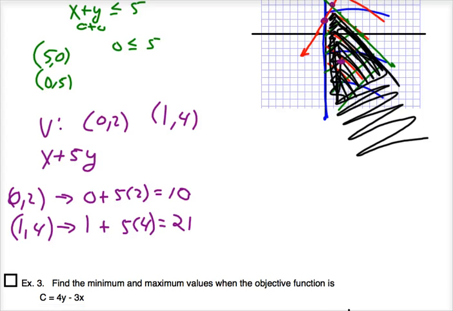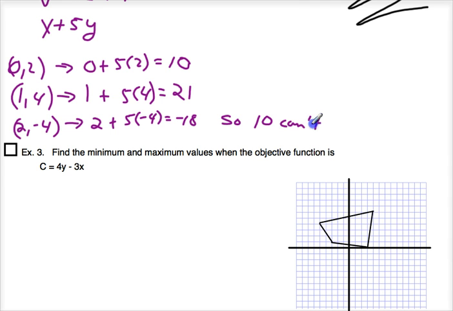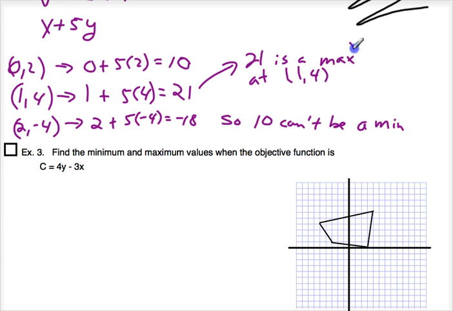So if I plug in 2, negative 4, that's going to give me 2 plus 5 times negative 4. That gives me negative 18. And that shows me right there that 10 can't be a minimum. So 10 can't be a minimum, therefore 21 is a max, and it happens at 1, 4.